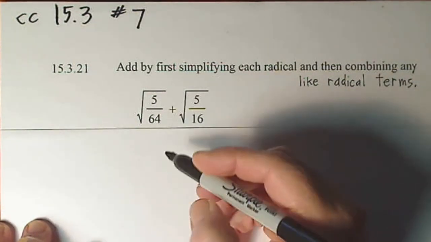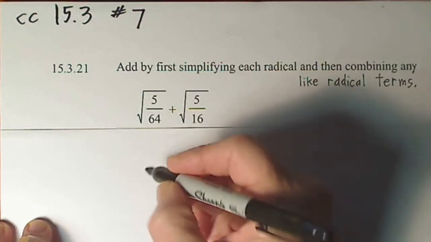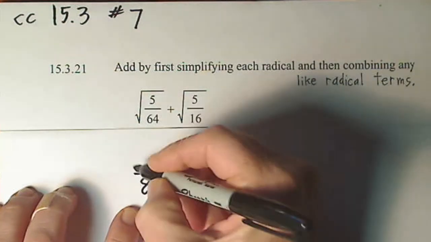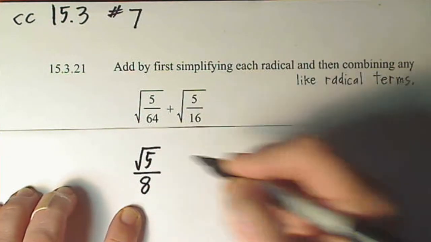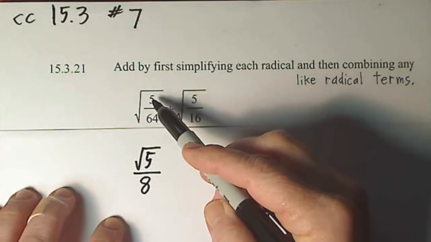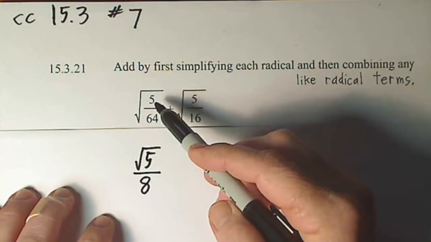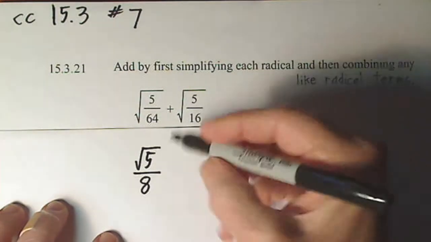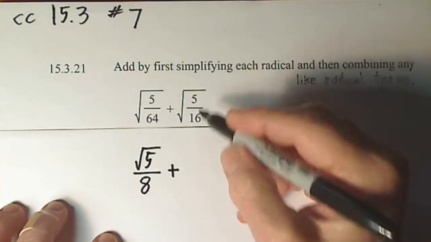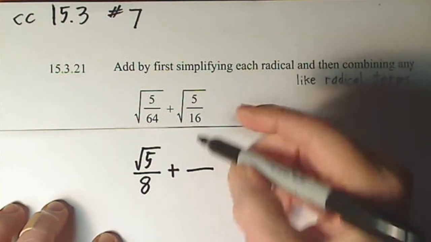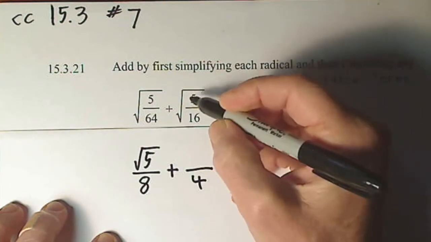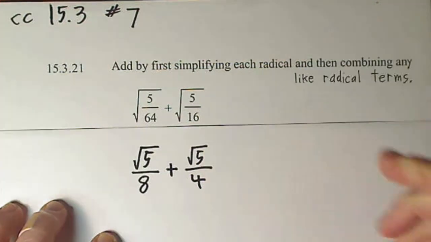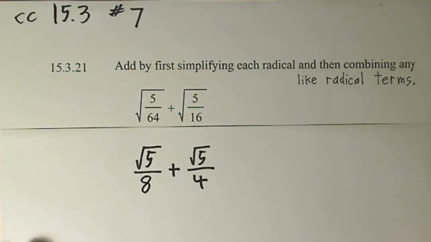So we've got a little ways to go here. This first radical, we can clean it up a little. The square root of 64 is 8. This 5 is still trapped under the radical. The only way to get out from under the radical is to be a perfect square, or another way to say that is to have two of a kind. Here's our plus sign, and then the square root of 16 is 4, and the 5 is still trapped under the radical, sort of the way I say it.